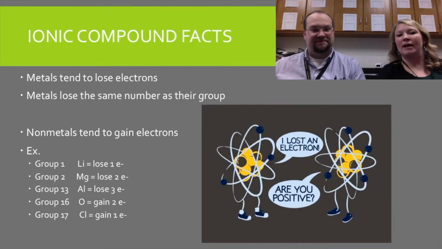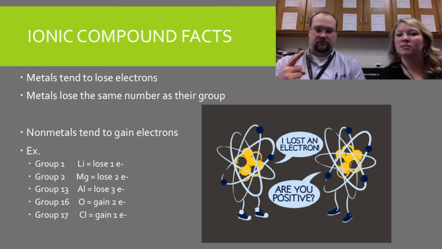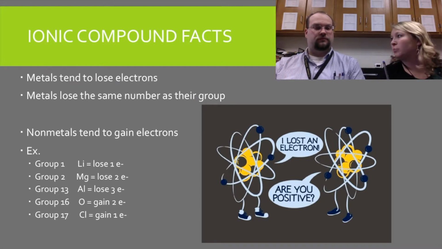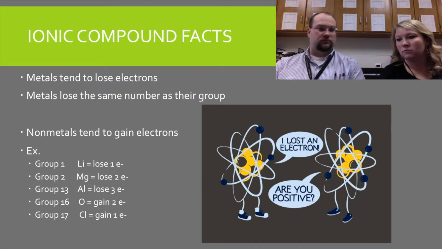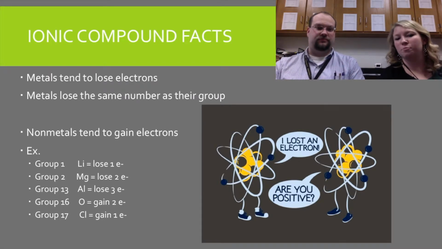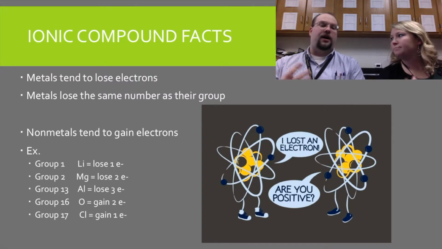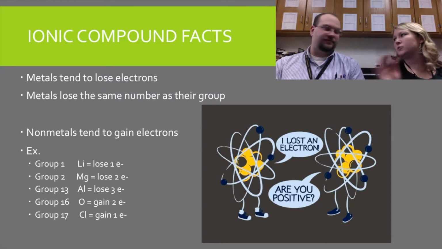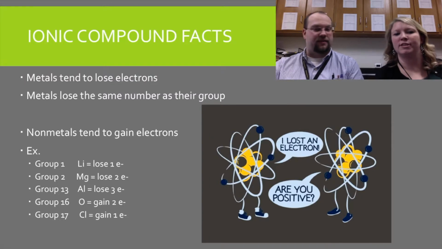So some facts. Metals are going to lose their electrons, and we lose based on the group number. If I'm in group 1, I lose 1. If I'm in group 2, I lose 2. The only one that's a little tricky is group 13. They lose 3. And remember those transition metals in the middle are always a little crazy. We'll get to those later.